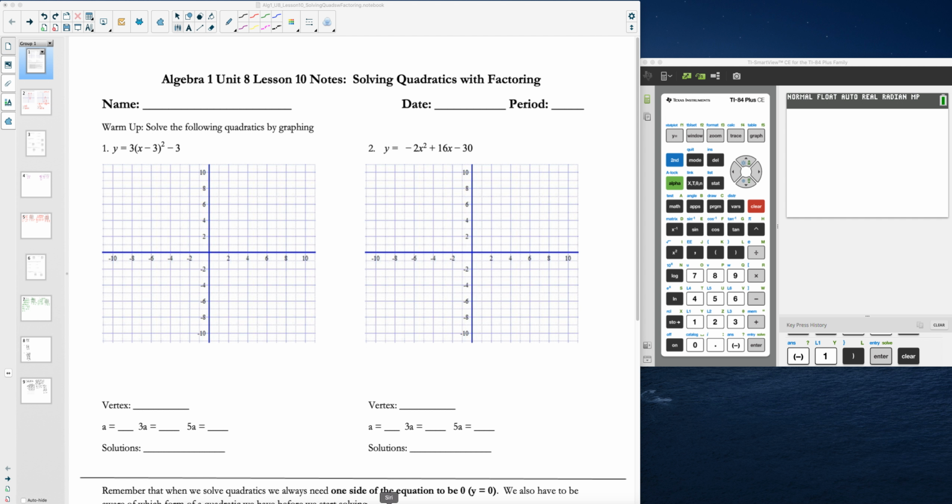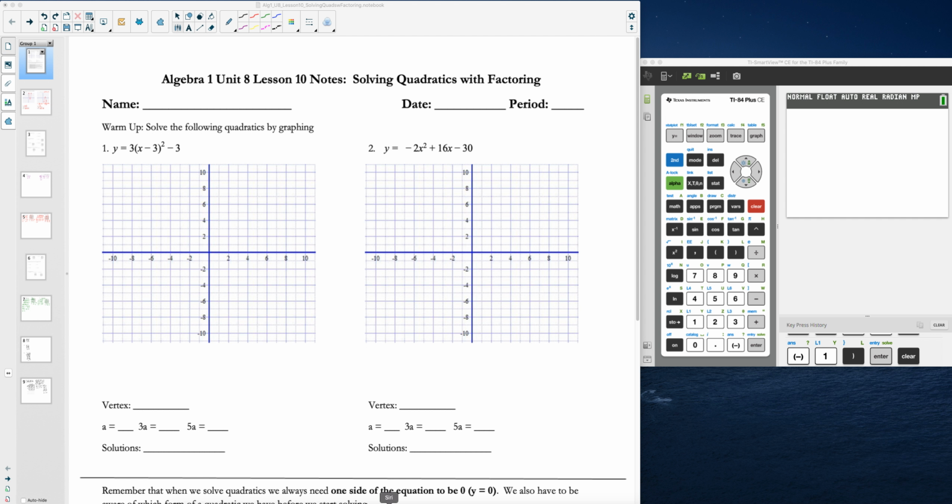And we're going to continue our conversation with solving quadratics. Last time we were solving quadratics with graphing. And today is in very much the same manner as our last lesson that we're still going to be solving. But instead of graphing, which can take a long time and is not always exact, we're going to do something algebraic today, which is solve with factoring.